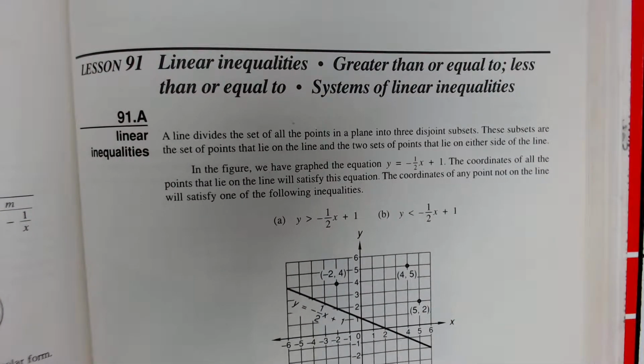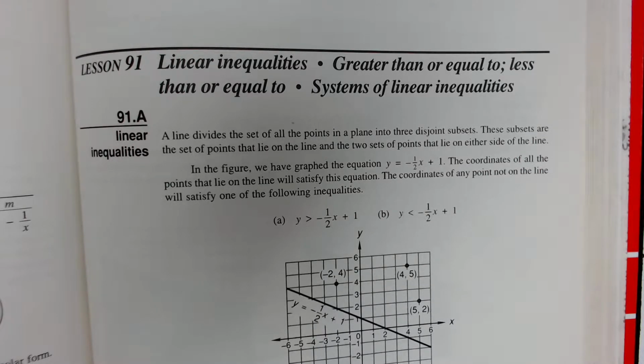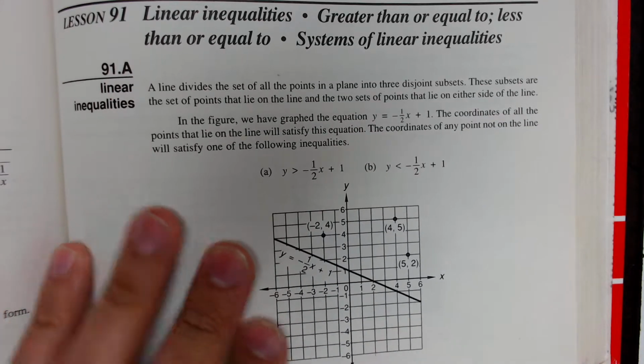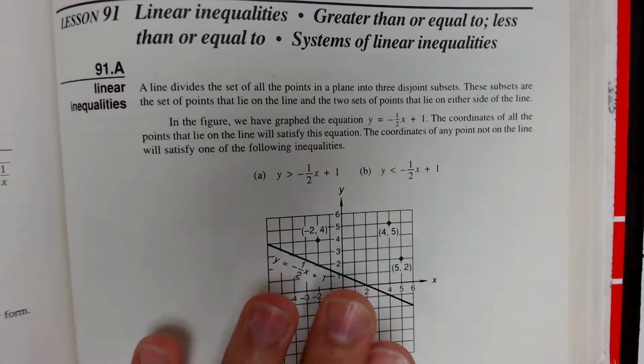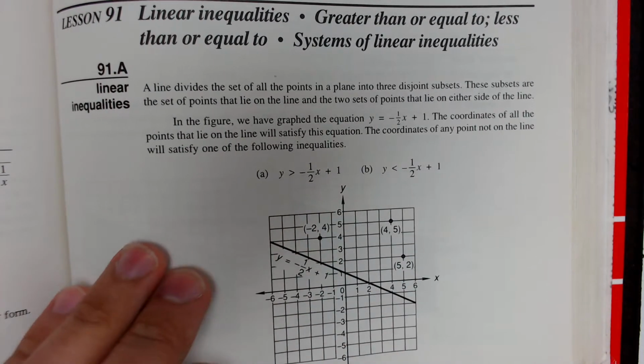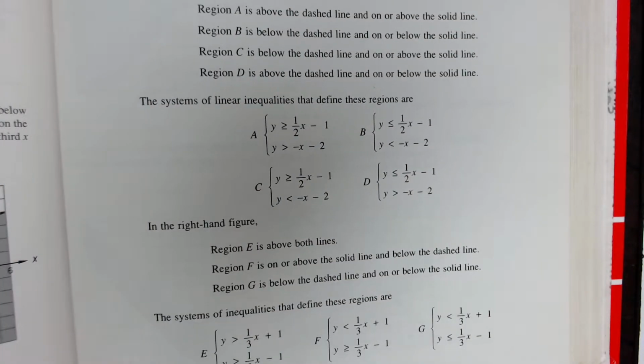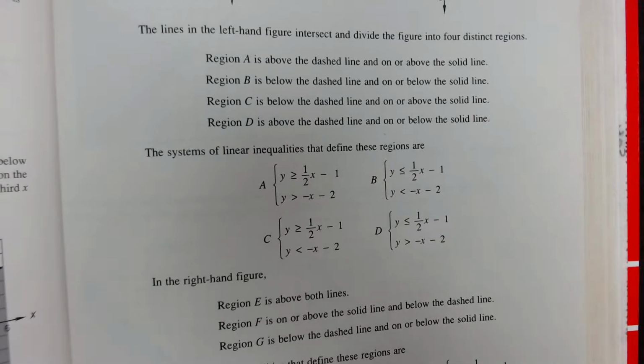There we go. Algebra 2, lesson 91, linear inequalities greater than or equal to, less than or equal to, and systems of linear inequalities. So this is kind of like an advance from the inequalities we've been doing with number lines. We're going to start doing them with graphs and the equations of lines or linear equations. Let's just jump into one of these.